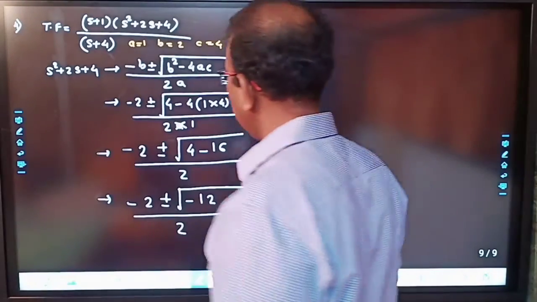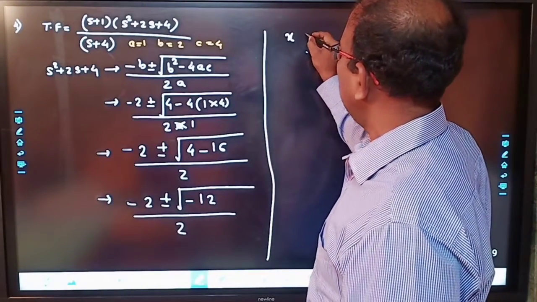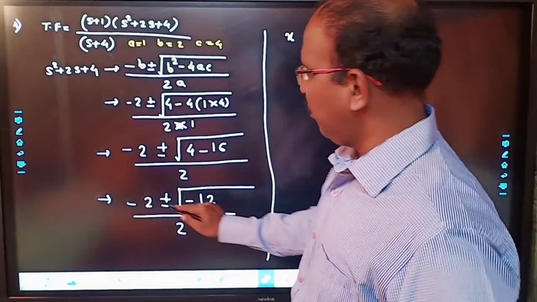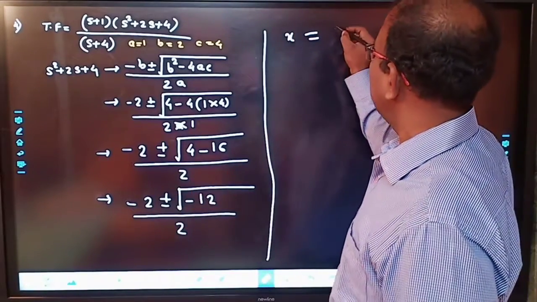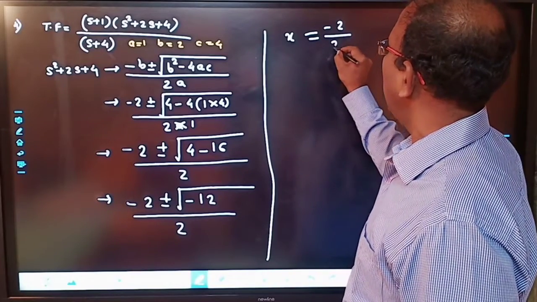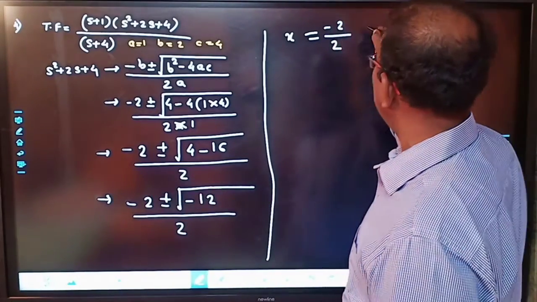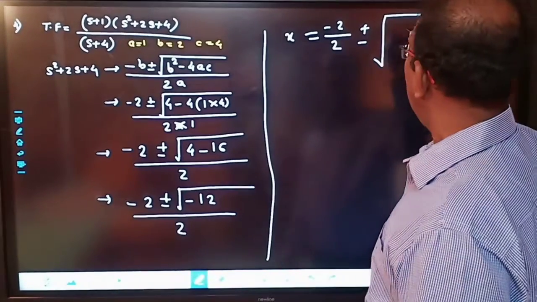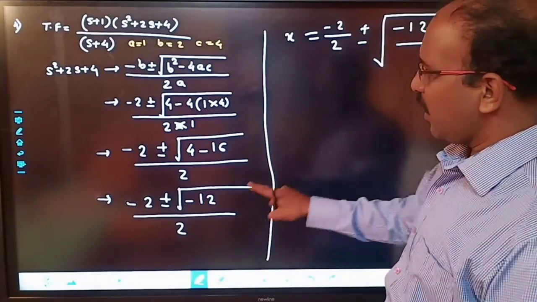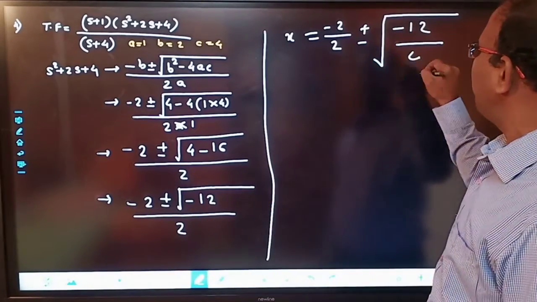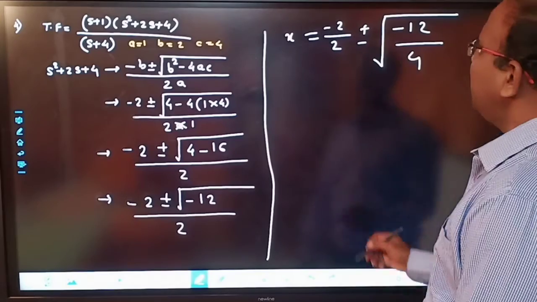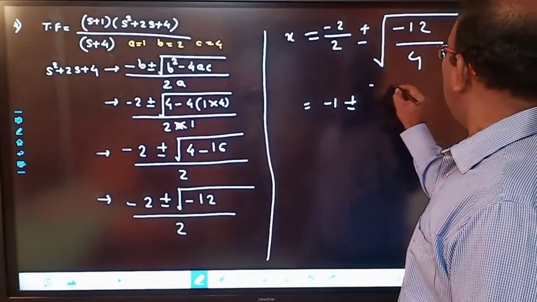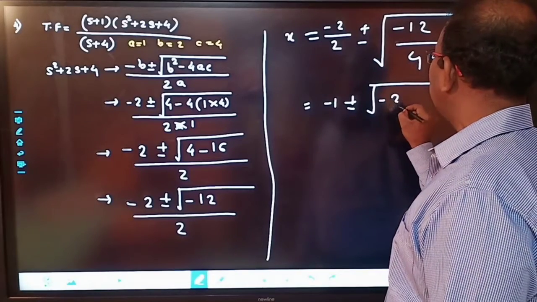Now I can write this x1, 2. We get two values. Here we can divide this, that is minus 2 upon 2. Correct? I can say plus minus. I can take root inside: minus 12 divided by, I take this inside, that is 4. So that will be minus 1 plus minus under root of minus 3.